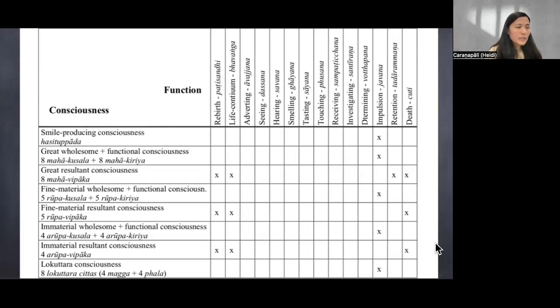Okay. Then how about lokuttara cittas? This magga and phala, meaning the enlightenment cittas, will only arise during the javana moments.